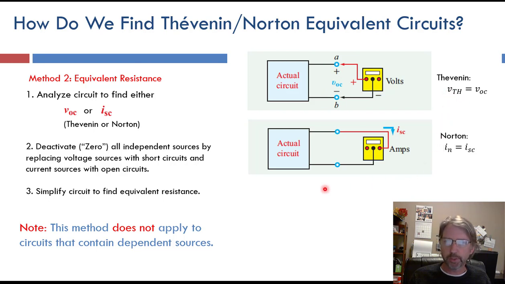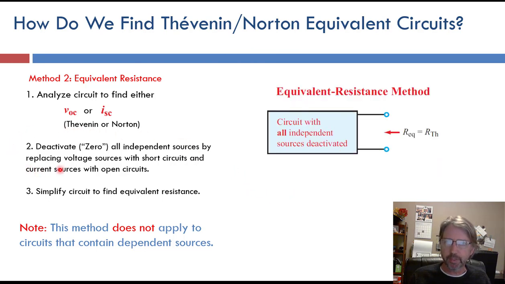If we're doing the Norton, the easiest thing is to short the terminals together and find the current between the short-circuited terminals on our original circuit. This is usually done with a mesh analysis, because if we short-circuit these, we've got a mesh on this end over here, and that mesh current is our short-circuit current, and that short-circuit current is the Norton current that we need. So depending on if you're doing Thevenin or Norton, you have to do one circuit analysis on the actual original circuit.